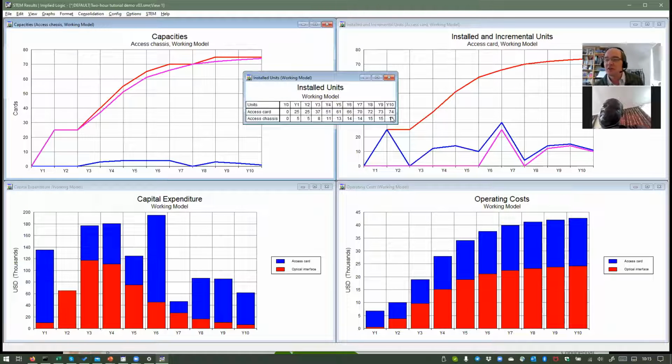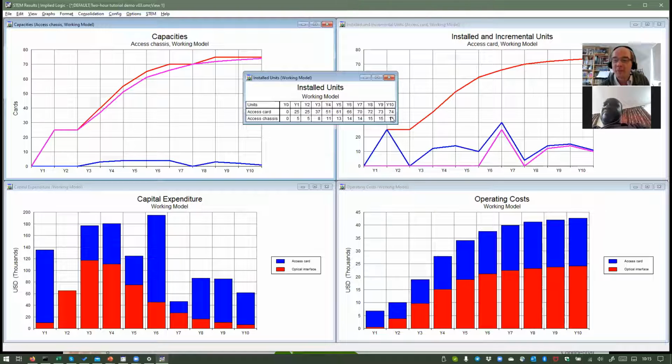What have I forgotten to do? I think it's using the wrong approach. The reason is that we are supposed to have chassis in all the sites at the same time.